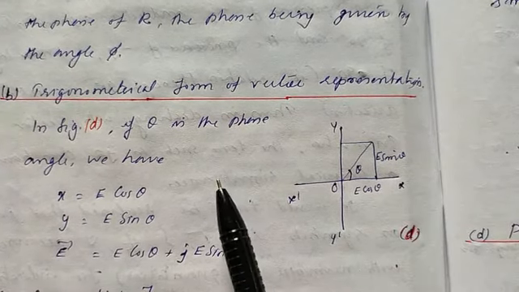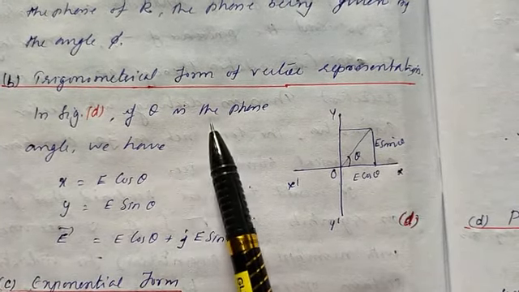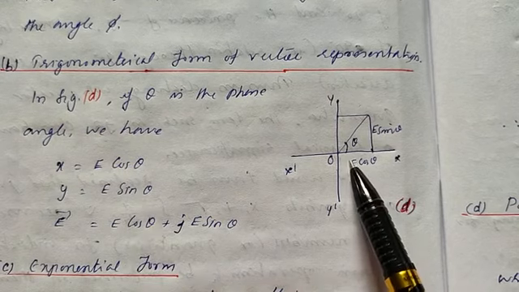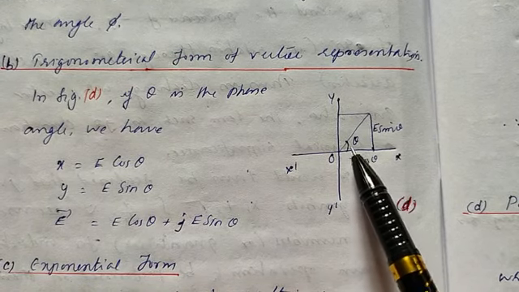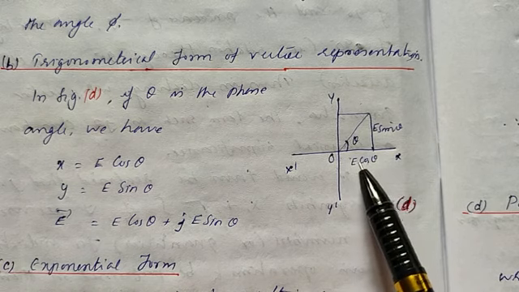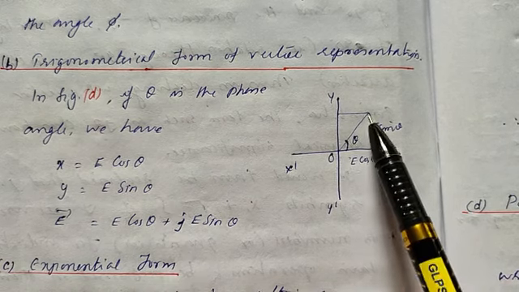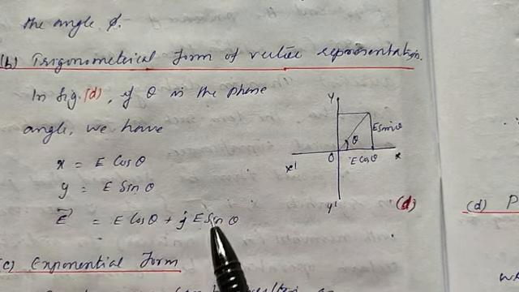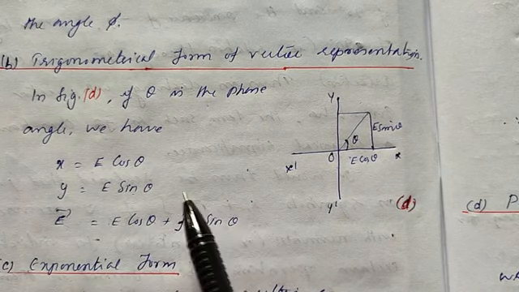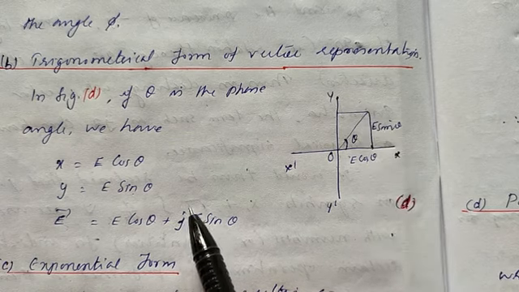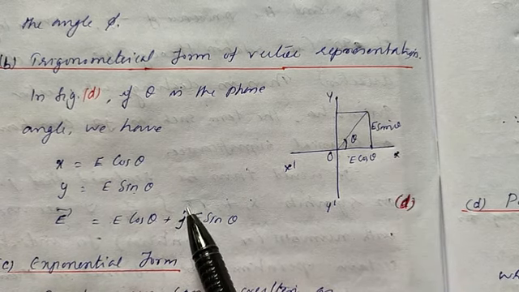So what is the trigonometrical form of representation? If theta is the phase angle between the vectors, then we can write the x component as E cos theta. This is the phase angle. So we can represent the x component as E cos theta and the y component as E sin theta. So the vector can be represented as E cos theta plus j into E sin theta, because the y component has rotated through 90 degrees anti-clockwise, which can be represented by the operator j.